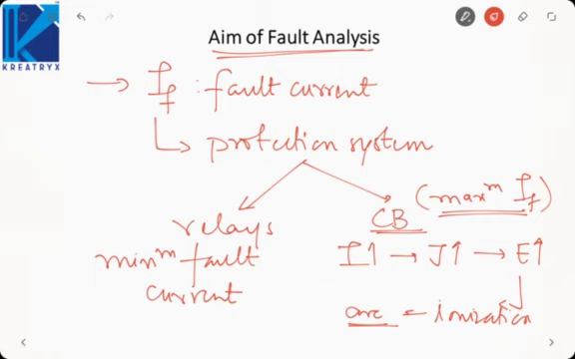Because with the maximum fault current, the arc will be the most severe, and we need to devise a method to extinguish that arc, which we can only do if we have an estimate of the maximum fault current.